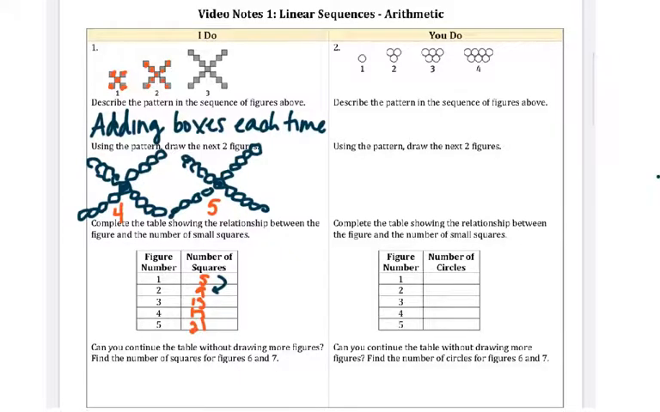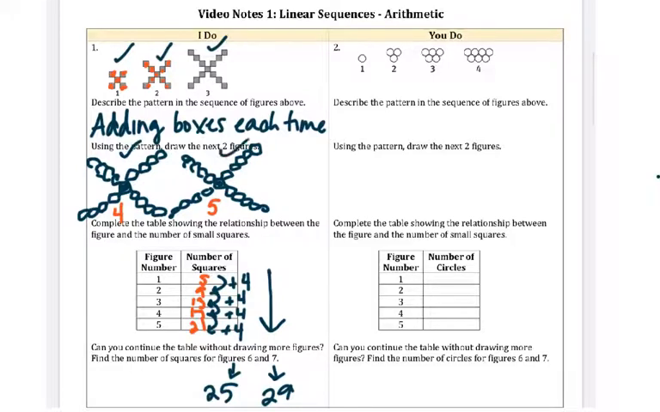So to get from a 5 to a 9, what did we do? We add 4. To get from 9 to 13, we add 4. 13 to 17, add 4. 17 to 21, add 4. So that means that in figure 6, if we were to add 4 to our 21 that we had, we would end up with 25 squares. And then in figure 7, we would add another 4, and we'd end up with 29. So we made a sequence, a pattern of numbers by adding 4 each time. So in each shape, we had our original one, and then they added 4 boxes every time.